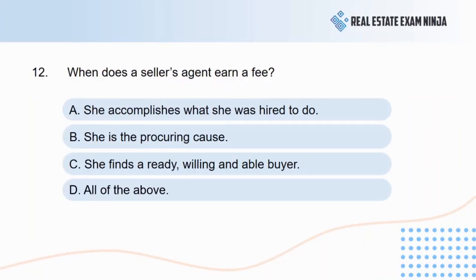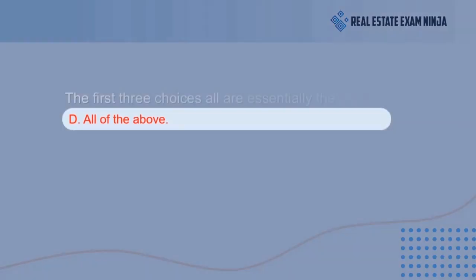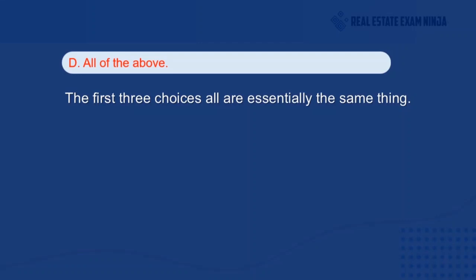Number 12. When does a seller's agent earn a fee? A. She accomplishes what she was hired to do. B. She is the procuring cause. C. She finds a ready, willing, and able buyer. D. All of the above. The correct answer is D. The first three choices all are essentially the same thing.